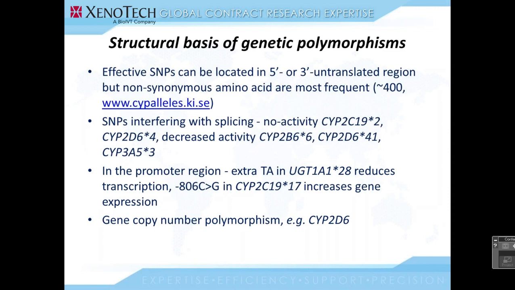The same is true for single nucleotide polymorphisms decreasing allele activity, such as CYP2B6 *6, CYP2D6 *41, or popular CYP3A5 *3. In the promoter region, an extra TA pair in UGT1A1 allele *28 reduces gene transcription, while a single base pair change, C2G, in CYP2C19 allele *17 increases, having an opposite effect on gene expression.